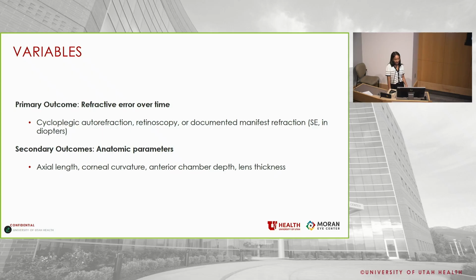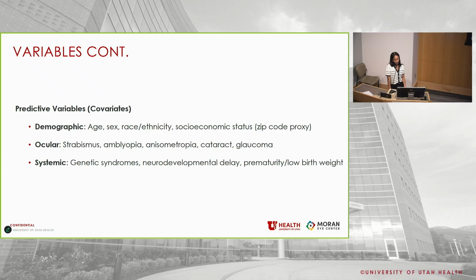the secondary data where we're looking at axial length, corneal curvature, lens thickness and such, and hopefully these kinds of metrics might potentially reveal hidden progression. And then we'll also be looking at demographic, ocular, as well as systemic conditions. And hopefully these variables are going to help us build a more complete picture of risk as well as potential outcomes.